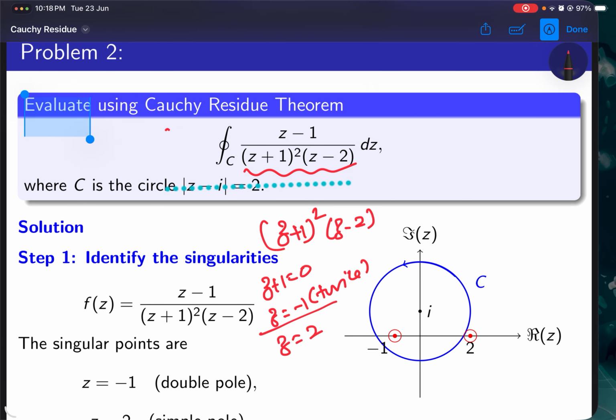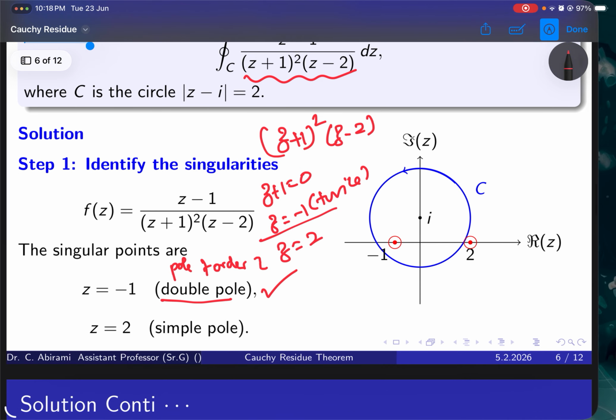So z = -1 is a pole of order 2, a double pole. z = 2 is a simple pole, or pole of order 1. Okay, so next what we are going to do: among these poles, which ones lie inside C and which ones lie outside C.